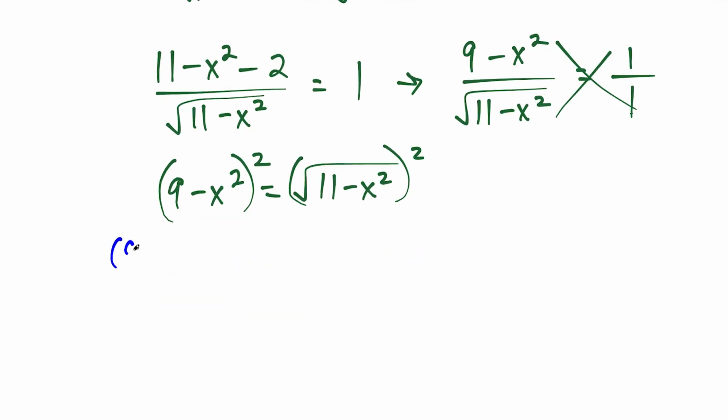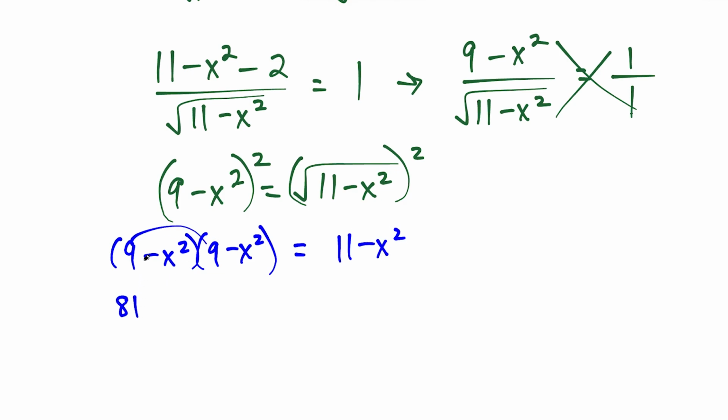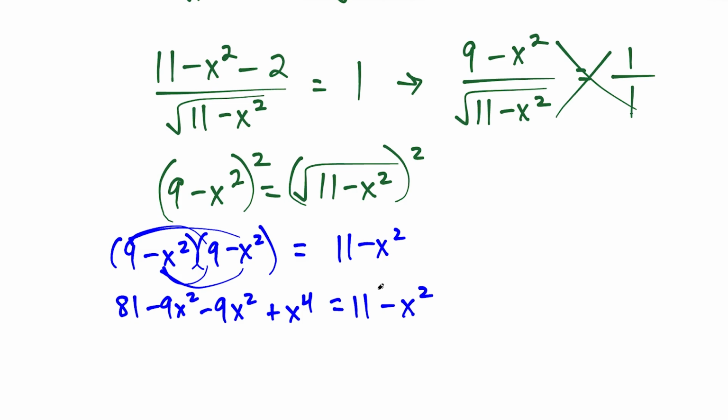So on the left side, we could think of this as 9 minus x squared times itself. And on the right side, the square root just goes away and cancels out with the square. We have 11 minus x squared. So now we can expand. We have 9 times 9 is 81. And then we have minus 9x squared. We have another minus 9x squared when we distribute the minus x squared. And then we have a plus x to the fourth. And this equals 11 minus x squared on the right side.